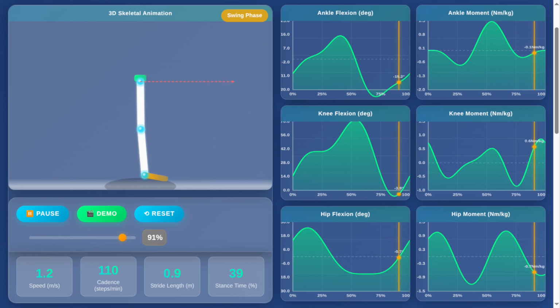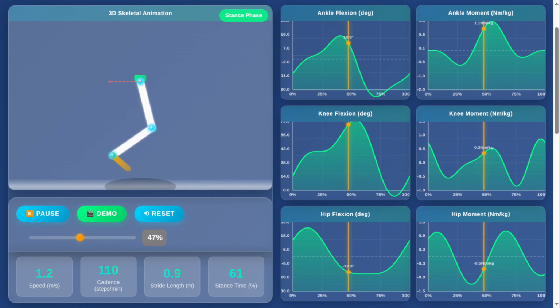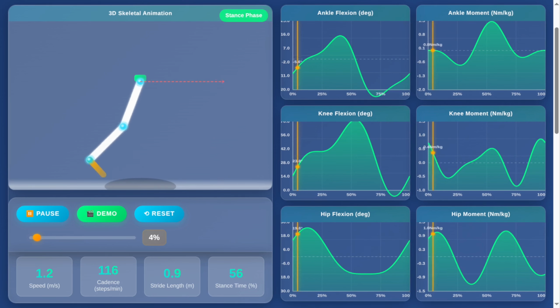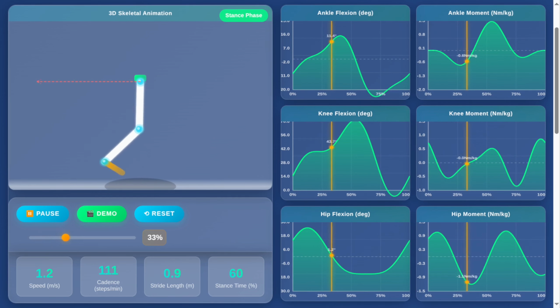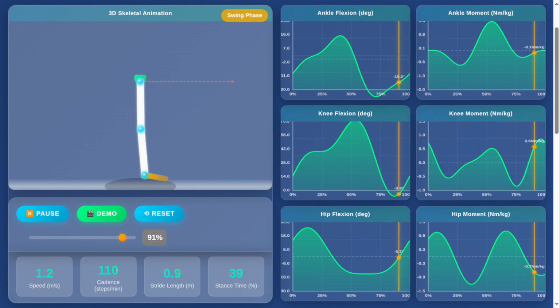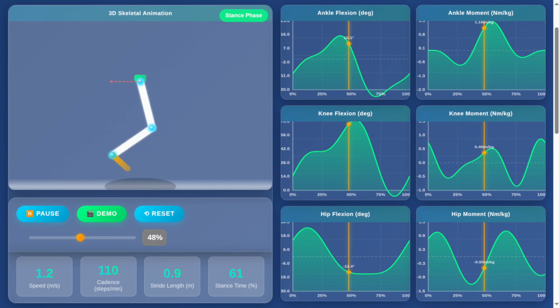The ankle moment Newton meter per kilogram graph shows the rotational force or moment at the ankle joint. Positive values usually indicate a plantar flexor moment, and negative values a dorsiflexor moment. You can observe a significant plantar flexor moment during the push-off phase, indicating the powerful role of the calf muscles in propulsion.